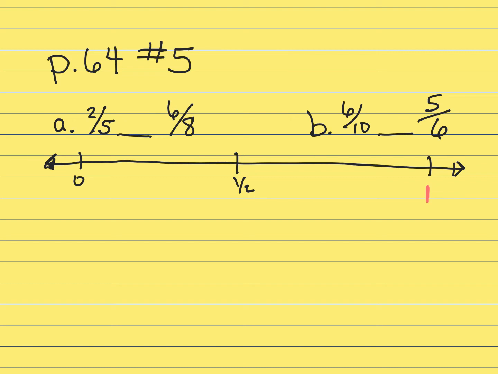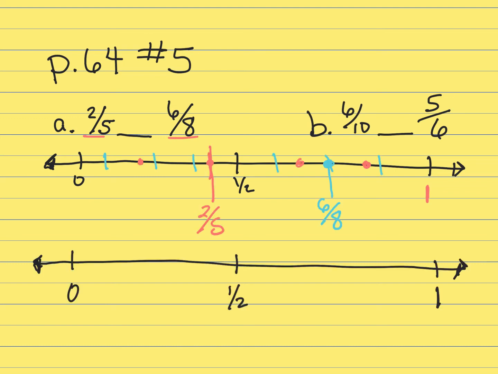So let's go ahead and stop, and I'm going to plot where 2/5 would be and where 6/8 would be. Okay, so I see that 6/8 is greater than 2/5. So I'm gonna make my alligator eat the 6/8. Now I'm gonna stop the video, and you try to plot. If you need to draw a number line, drawing a number line really helps me. Or you can use the paper that I gave you, but I'm gonna plot 6/10 and 5/6 on my line below, and then see which one is the greater value.